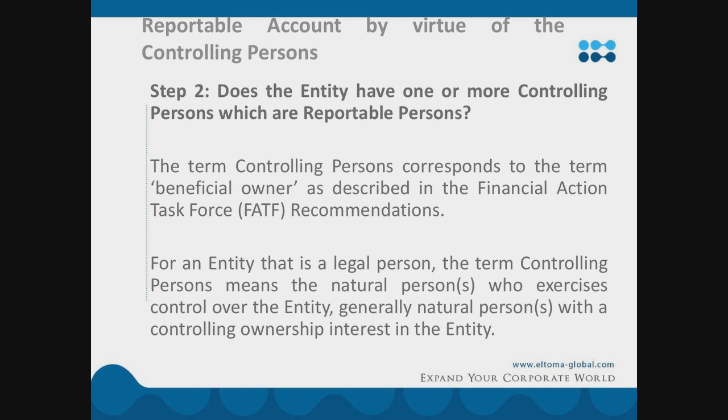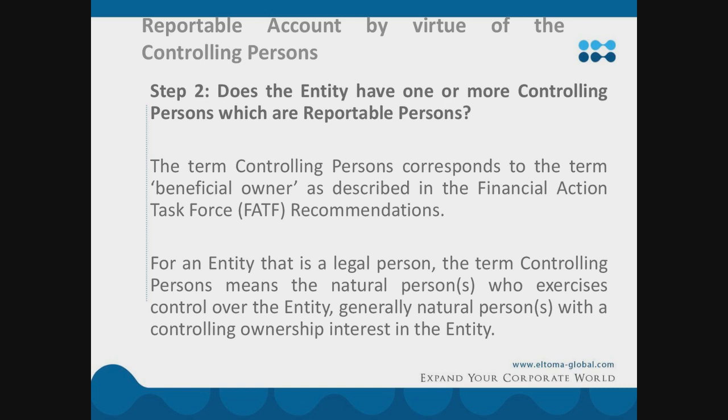Determining a controlling ownership interest will depend on the ownership structure of the entity, and control over the entity may be exercised either by direct ownership or shareholding or through indirect ownership or shareholding of one or more intermediate entities. For example, controlling persons include any natural person that holds directly or indirectly more than 25% of the shares or voting rights of an entity as a beneficial owner. If no such person exists, then any natural person that otherwise exercises control over the management of the entity, for example, the senior managing official of the company, can be considered as the controlling person.